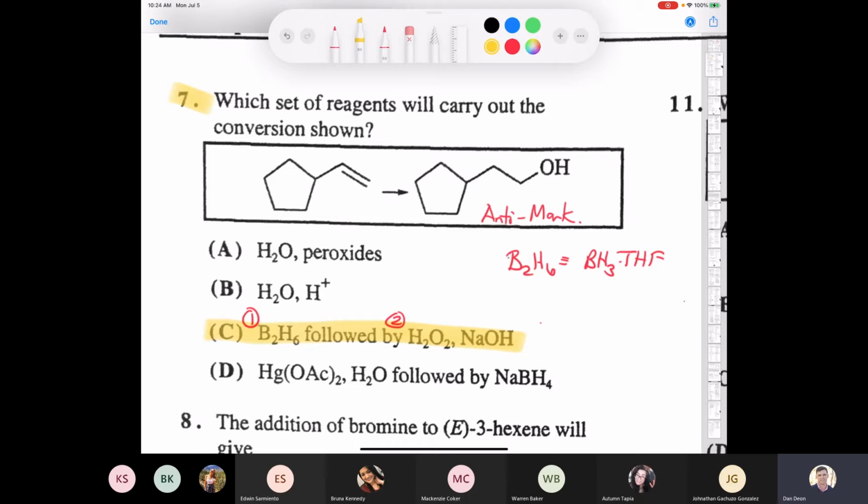All right, what time is it? It's 10:24. Let's try one more question because we covered a lot of ground today.